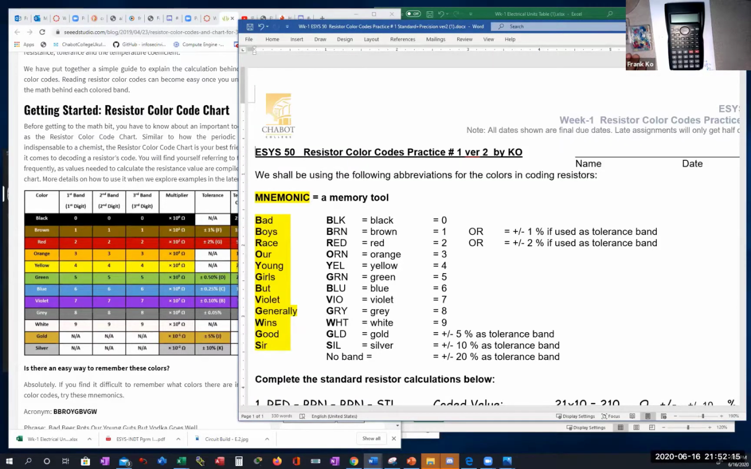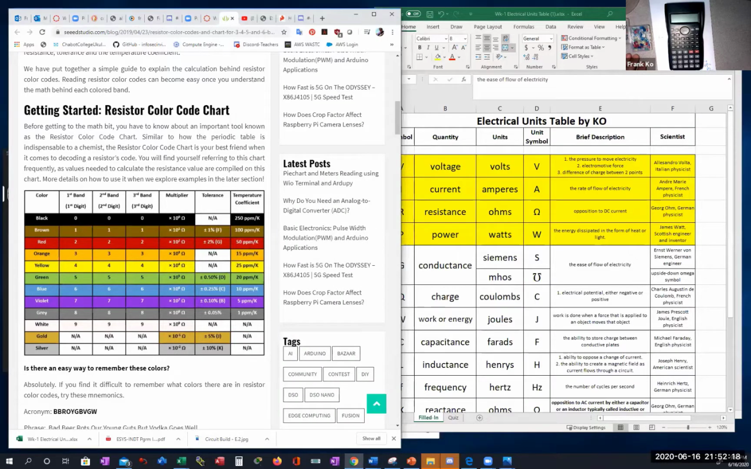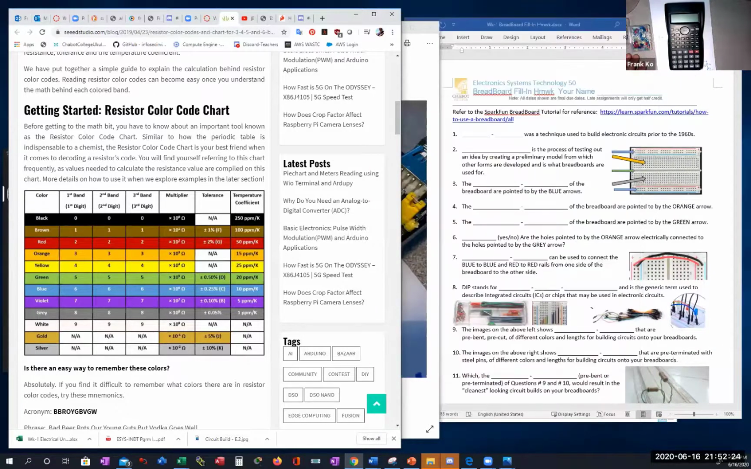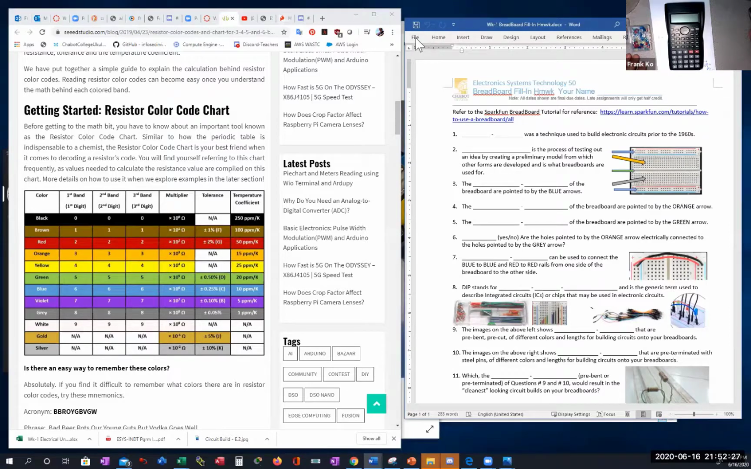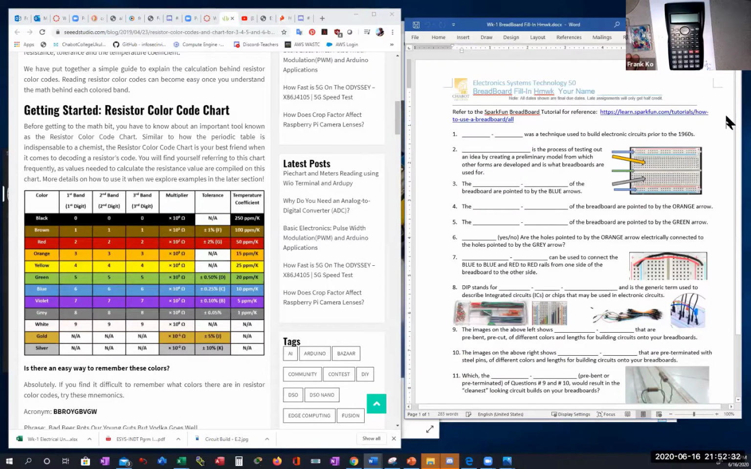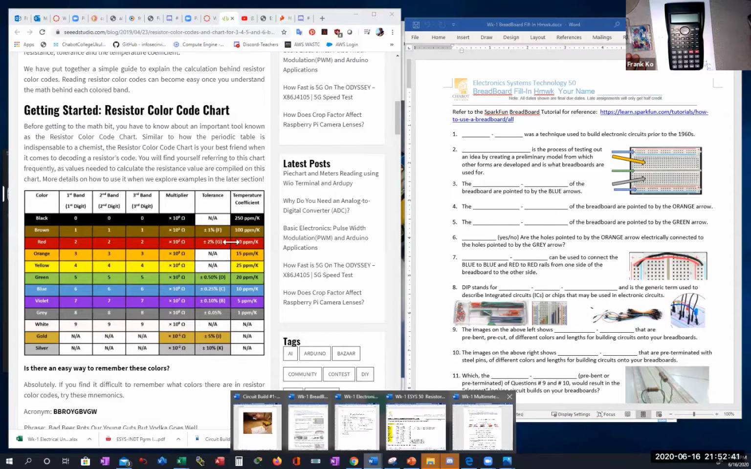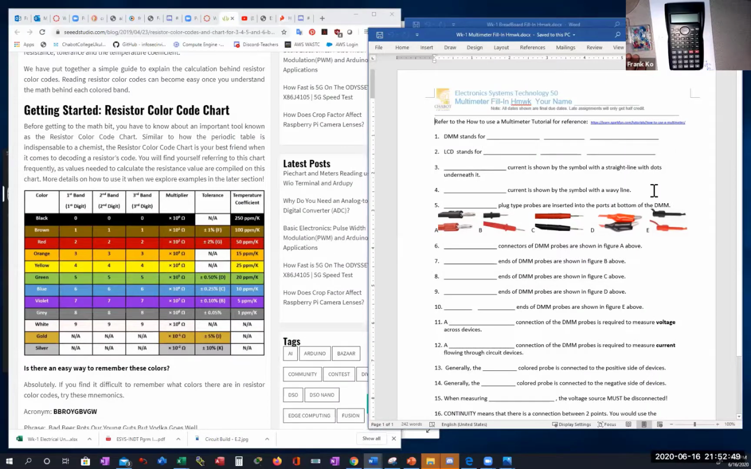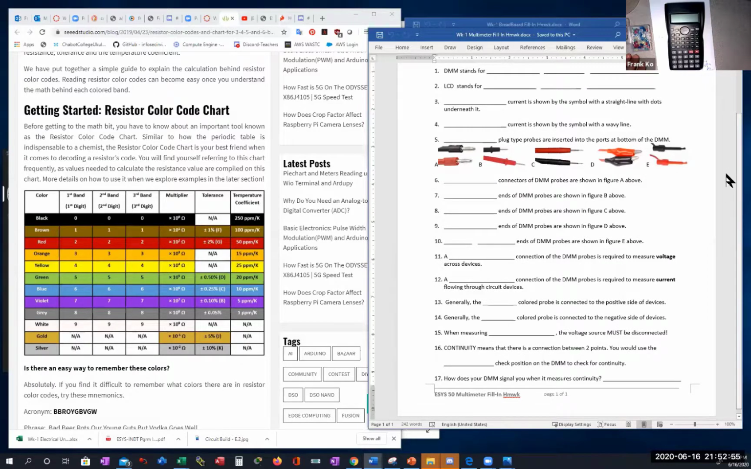Next, the other handout was, okay, so we had this exercise to do. We talked about this. We looked at this picture, this particular one. We had one more Word file, multimeter fill-in. That's breadboard. I need my multimeter fill-in. Here, multimeter fill-in. So when you go through your multimeter tutorial, you will be able to answer these questions on this fill-in sheet. So you have to go through the multimeter tutorial.